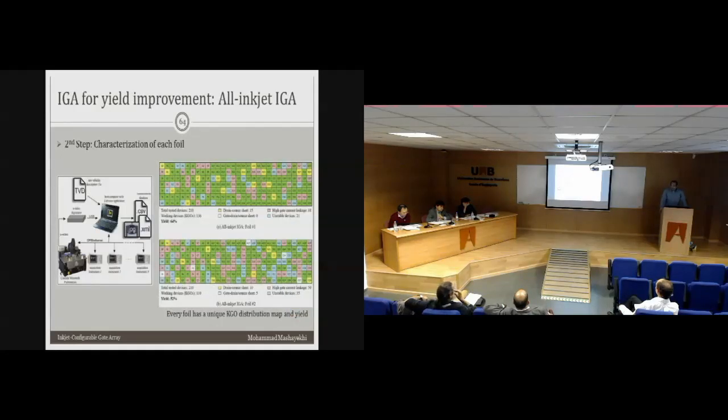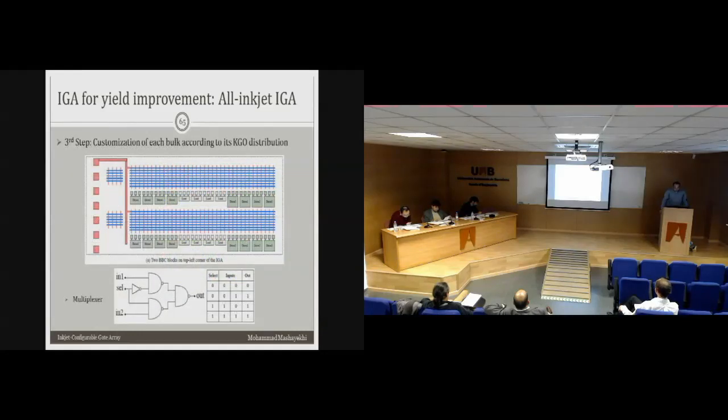We characterized each fabricated foil using an automatic characterization environment developed by my colleagues at CNM. And we saw that there are different yield and failure map distributions inside each foil. As we see for two different foils, the green ones are the working transistors, and the failure map and the known good transistors are located differently inside each foil.